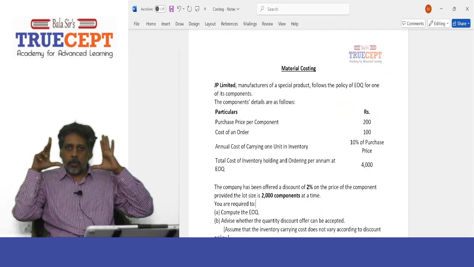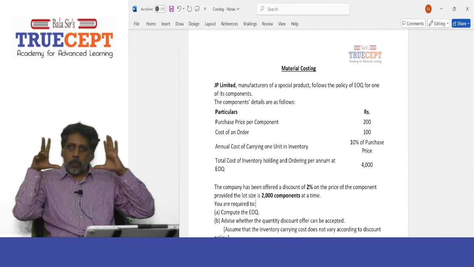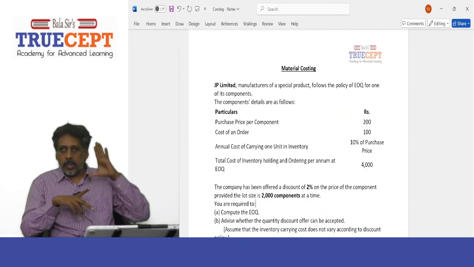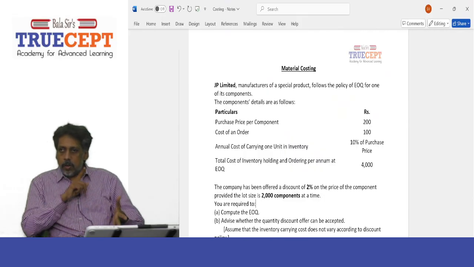That is at EOQ, right? Therefore, the total put together is how much? 4,000. You can say 2,000 each. Got it? You got to understand that.